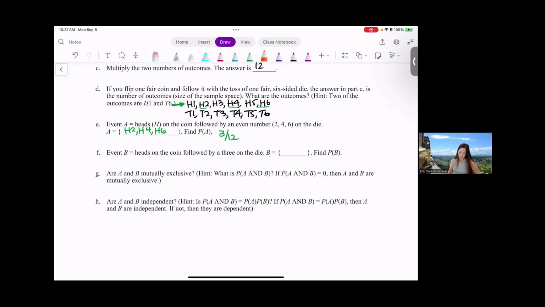B is going to be heads on the coin followed by a 3 on the die. Well, heads followed by a 3, there's only one of those out of the 12 total outcomes. Are A and B mutually exclusive? Okay, well, do A and B share anything? Because if they do, then they're not mutually exclusive. Essentially, the probability of A and B has to be 0. If you look at A, H2, H4, and H6, none of that is in B. And if you look at B, H3, none of that is in A. Yes, they are.